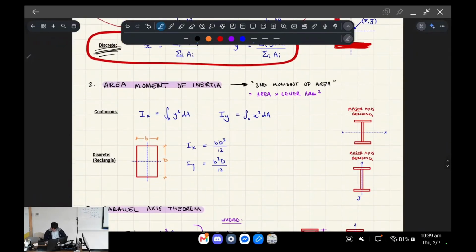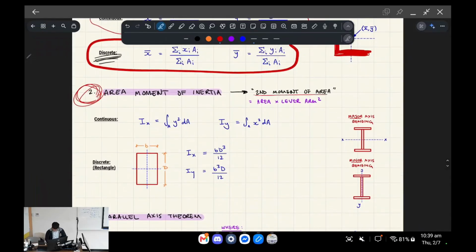The second thing to understand is this concept of area moment of inertia, which I briefly explained a second ago. This is the exact same thing as the concept of second moment of area. So these two phrases are interchangeable. Second moment of area is the same thing as area moment of inertia.